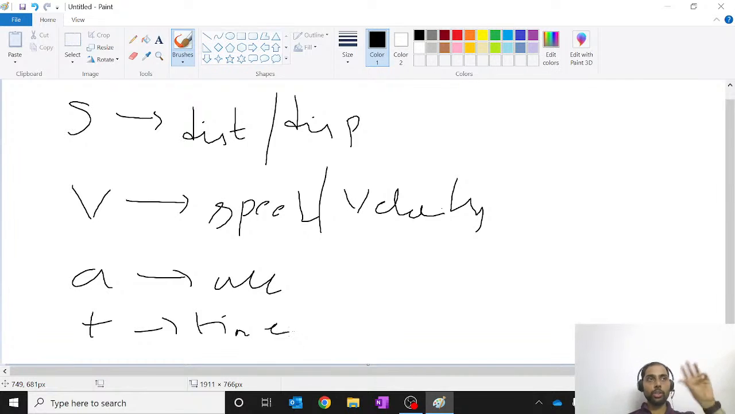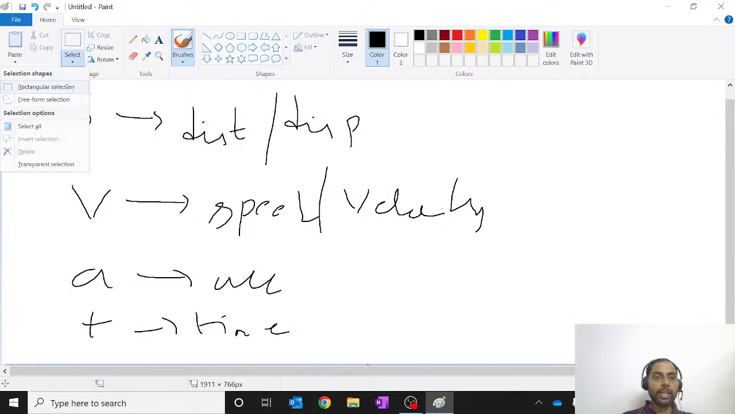Based on your formulas, be it with respect to all the relations that you have learned, you are going to find out the fourth parameter, which is missing, the missing piece in this entire question. Okay, it's as simple as that. Out of all these four parameters, there will be three. You are supposed to find out the fourth. As simple as that.